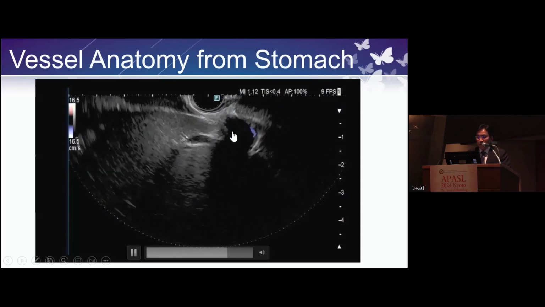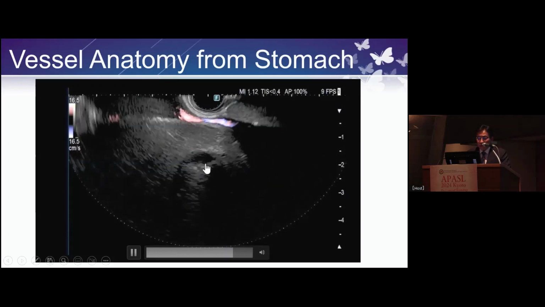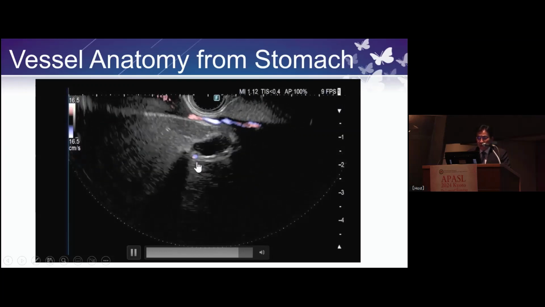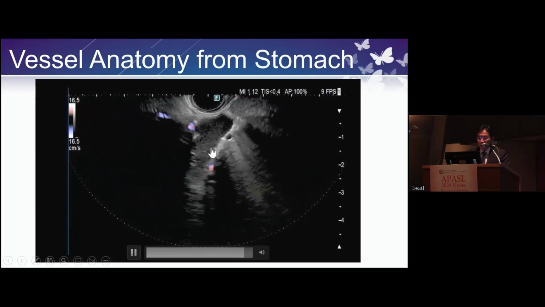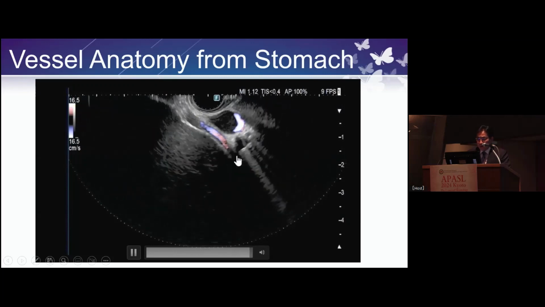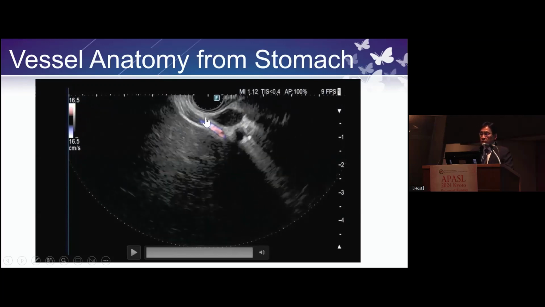Please, clockwise more. Yes, this is a posterior portal vein. Posterior, from stomach. This is a posterior artery. This is A7, A6. This is posterior. This is anterior. This is a posterior artery. This is a right anterior artery. This is a right hepatic artery. So this is from stomach.